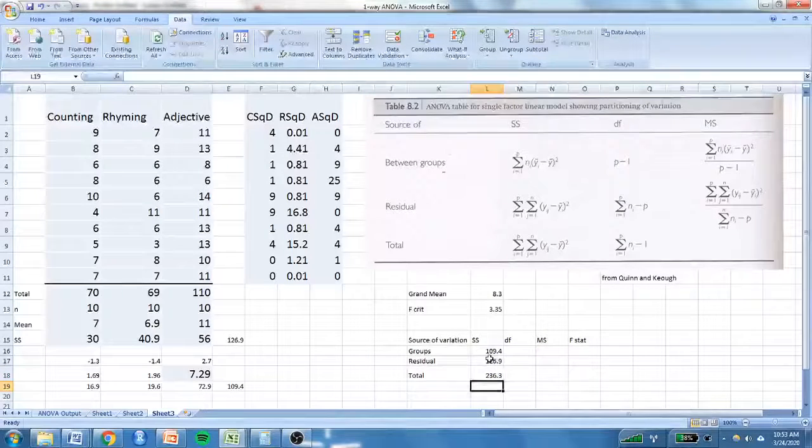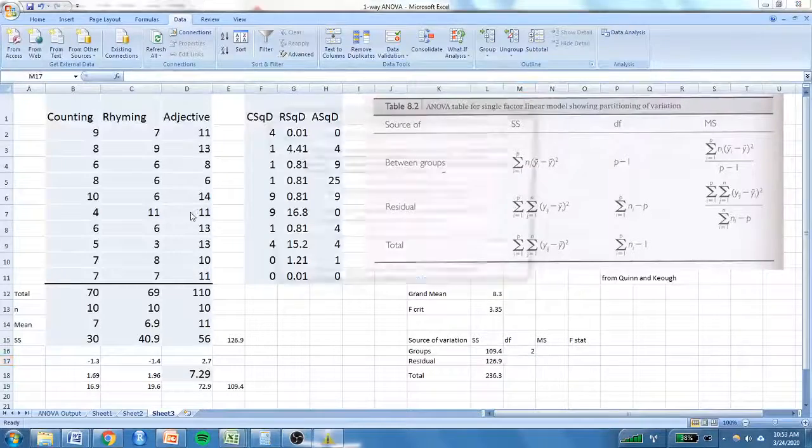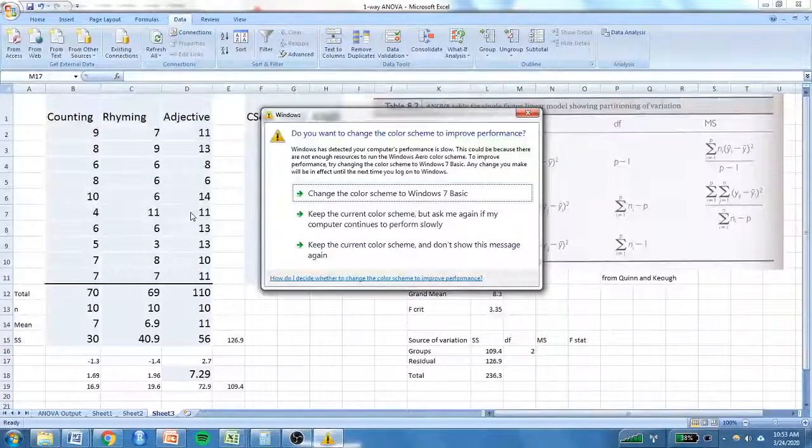Okay, so let's do degrees of freedom. For your group degrees of freedom, you're going to take the number of groups minus 1. So there are 1, 2, 3 groups. Sorry, I'm getting silly with this now. Okay, so 2.